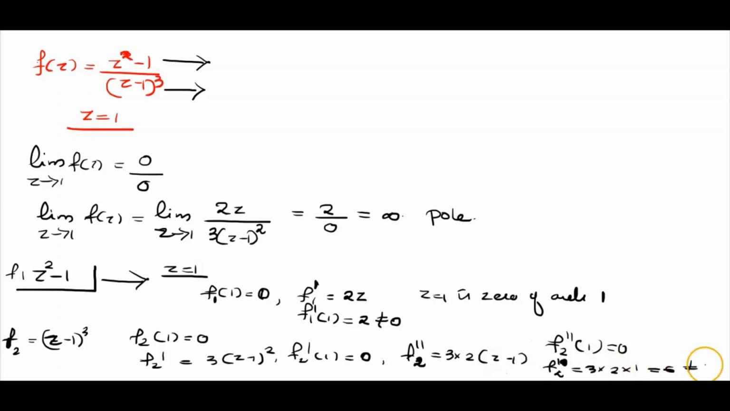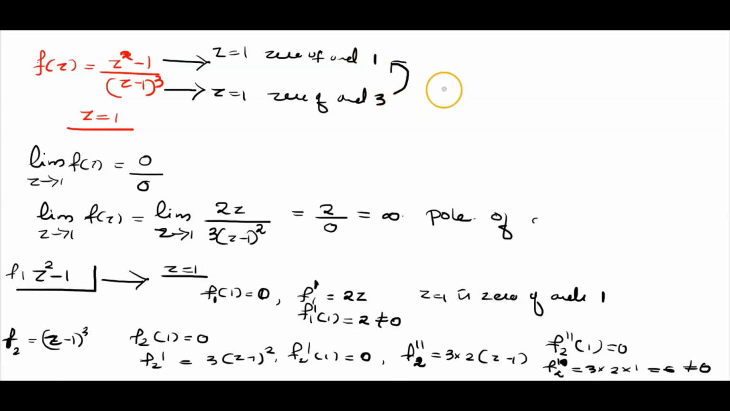That means 6 is not equal to 0. So the third derivative is not equal to 0. That means for the denominator, z equal to 1 is a 0 of order 3. And for the numerator, z equal to 1 is a 0 of order 1, since the first derivative itself is not equal to 0. So the order of the pole is the order of the denominator 3 minus the order of the numerator 1, that is 2. Pole of order 2. So z is equal to 1 is a pole of order 2.